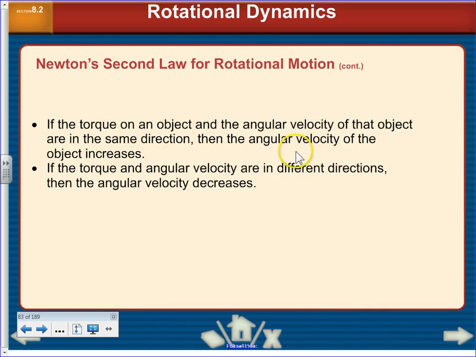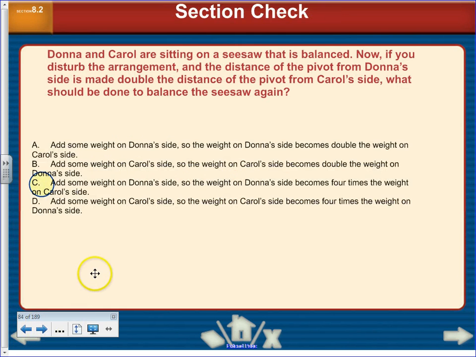If the torque on an object and the angular velocity of that object are in the same direction, in other words, we're trying to speed it up, then the angular velocity increases. So it's already spinning and we're adding more torque, we're going to make it go faster. On the other hand, if the thing is already spinning and we apply torque in the opposite direction, then the angular velocity is going to decrease. We're going to slow it down. And that's pretty much it.